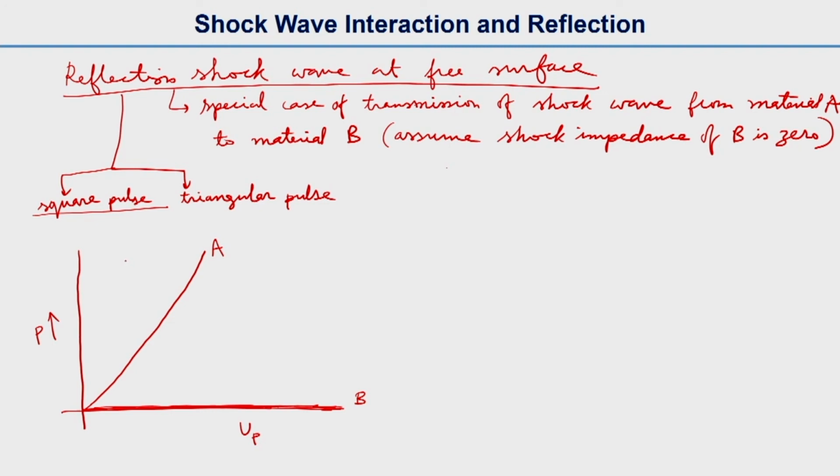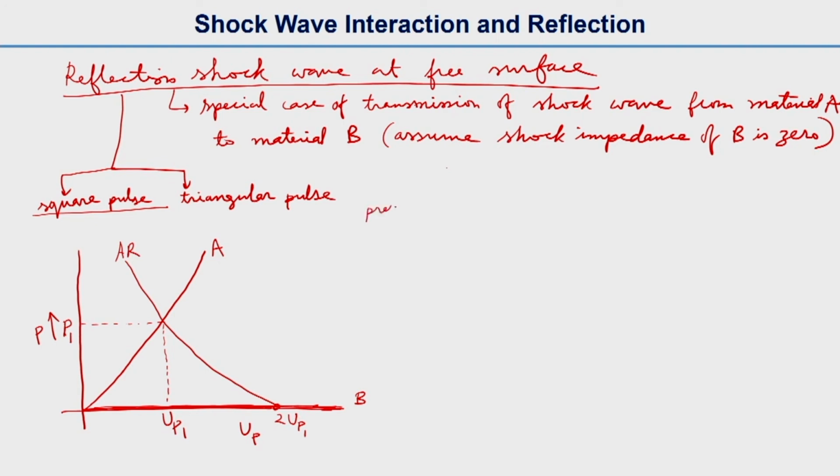So that line is our curve for material B, and if you draw a mirror image of A, which is the reflected wave, we will write it as AR. At medium A, the pressure is P1, and the corresponding particle velocity is UP1. As AR is a mirror image of A, this reflected curve will cut the curve B at UP2, or we can write twice UP1, because of the symmetry of the A and AR curves.